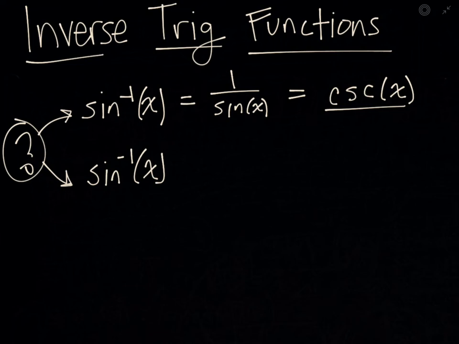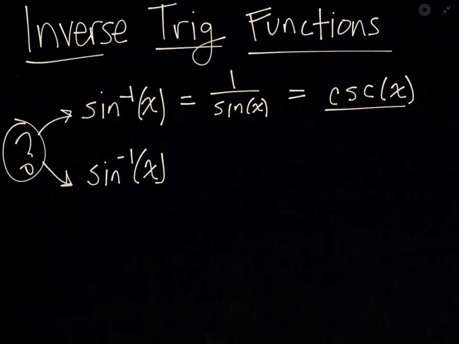You can say sine to the negative 1 is the inverse as in 1 over, and 1 over the sine of x is cosecant x. But when we're talking about inverse trig functions, we don't mean inverse as in 1 over.